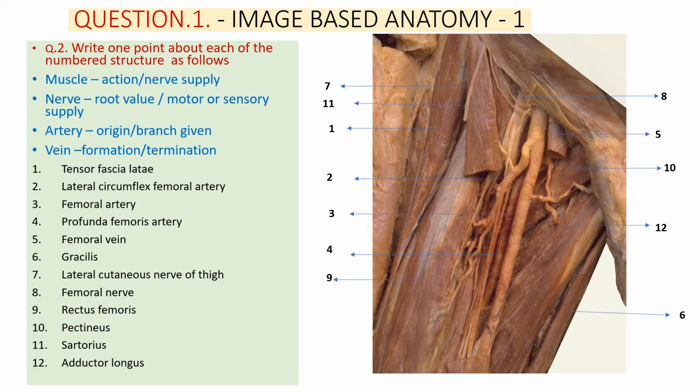Then for a nerve, its root value and whether it is motor or sensory. For the artery, its origin and the branch or branches it gives. Then for the vein, its formation and termination. So these are the guidelines given for answering the question 2 of the image based anatomy of lower limb first session.